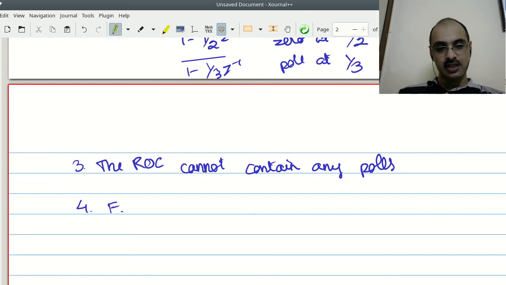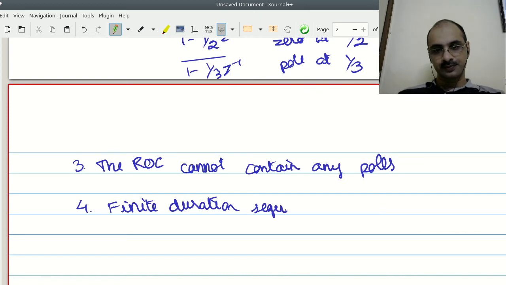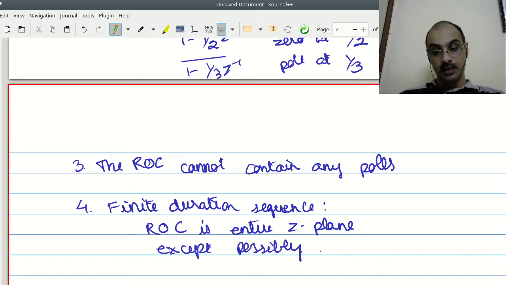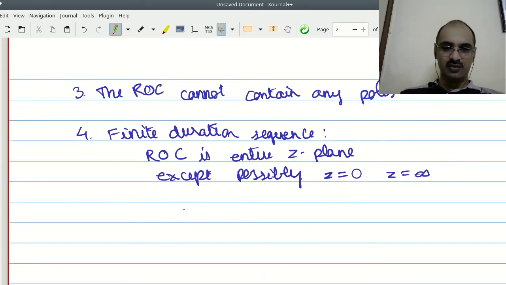If you have a finite duration sequence, so this is a finite impulse response like the one we took earlier, then the ROC is the entire z plane except possibly z equal to 0 and z equal to infinity. This is not very difficult to observe.